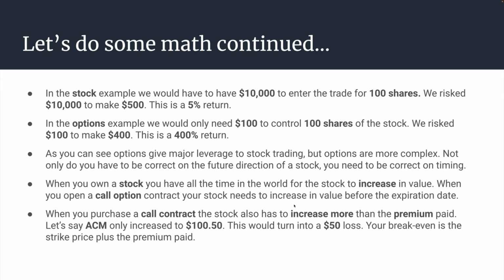We have some increased complexity because a call option will have to increase more than a stock in order to become profitable because you have that premium you paid. So in the case of ACM, in the example we've been going over, if it only increased by 50 cents, if we own the stock, we would have a profit. But if we own the options contract, we would actually have a 50% loss because the break even needs to take into consideration the premium paid to own that call option.